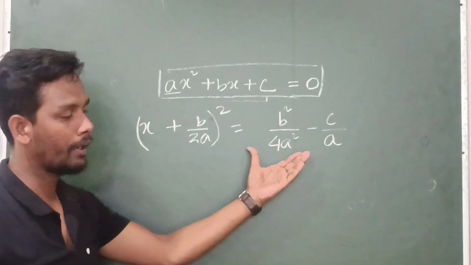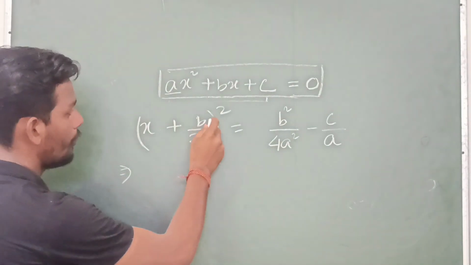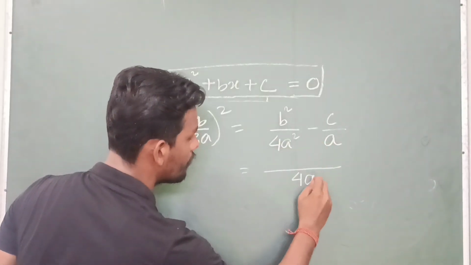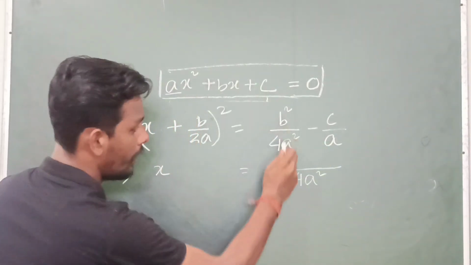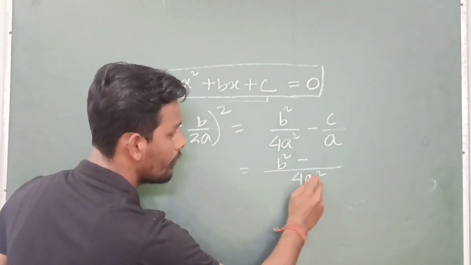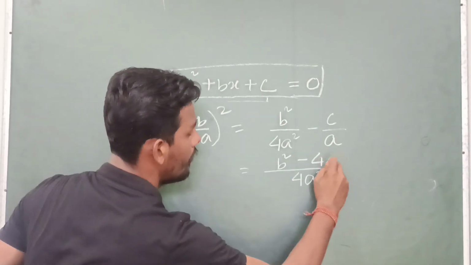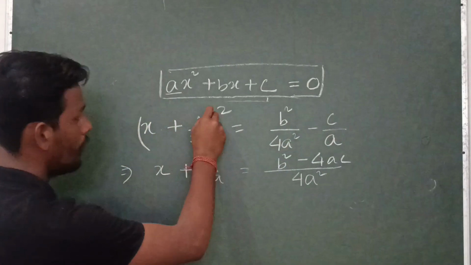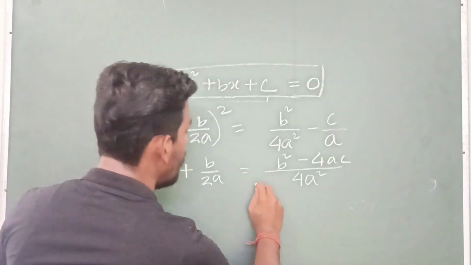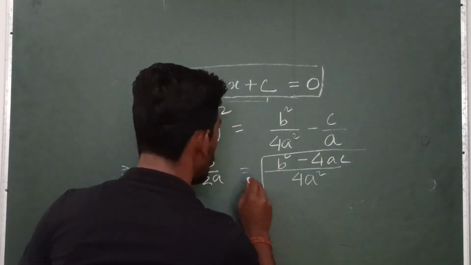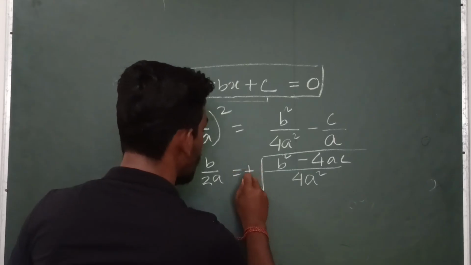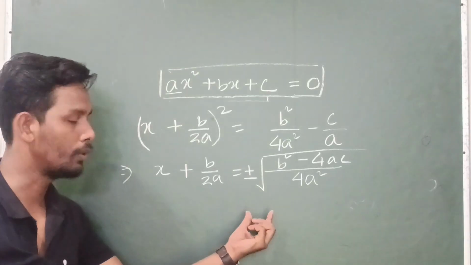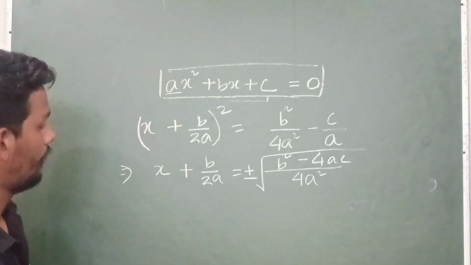Now we get this equation. If you remove this square, first you can find the LCM here. The LCM will be 4a square. 4a square cancels here, b square by a cancels, 4a will be remaining, so 4ac. x plus b by twice a: if you remove the square here, it will be a square root, and we know that if you find the square root of anything, it can be plus or minus both. It may be positive or it may be negative.